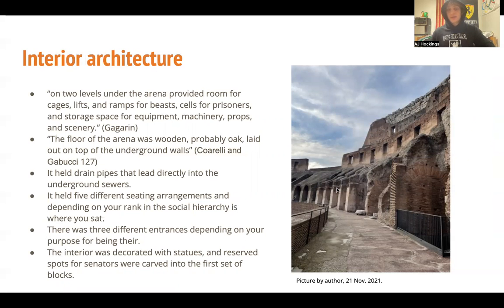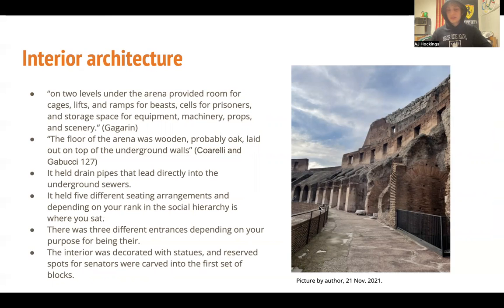It also held drainage pipes that led directly into the underground sewers. It also held 5 different seating arrangements, and depending on your social ranking is depending on where you sat. The closer you were to the arena, the higher ranking you were. So the senators and the emperor had their own little section, and then the higher up you were, the lower classes. So if you're in the attic, there were 2 layers that sat in the attic, and every other layer had its own little seating arrangement.